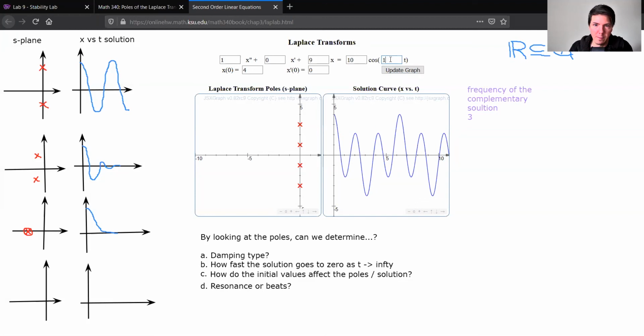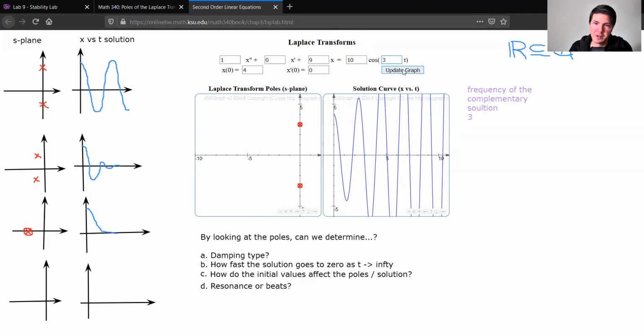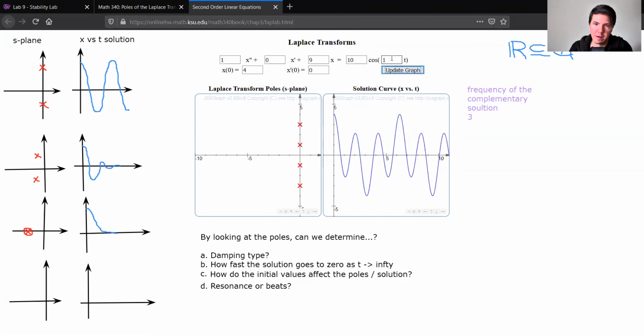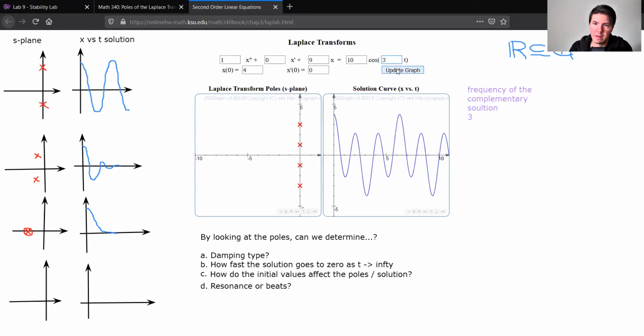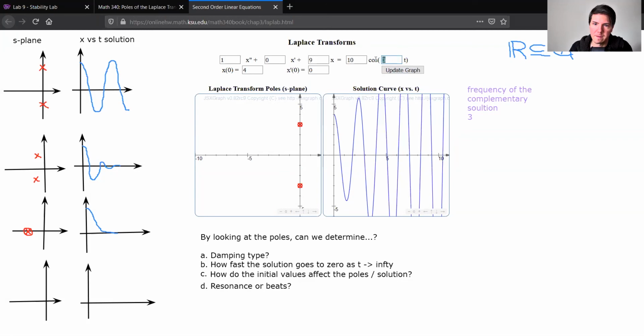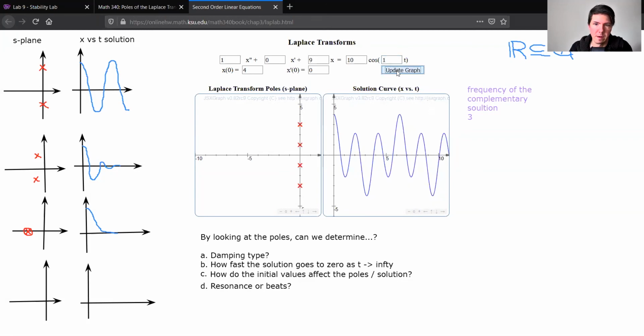So if we switch between the two, you may be able to notice the difference between resonance and beats, not just on the right, but also on the left, that you can tell in the poles and in the solution curve graph. So that's kind of addressing part D here.